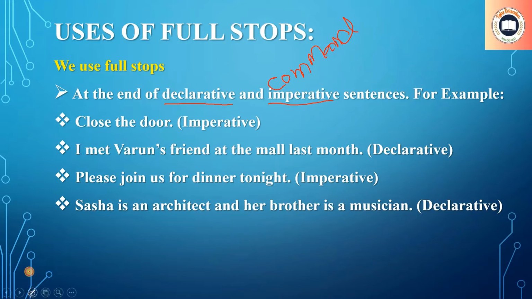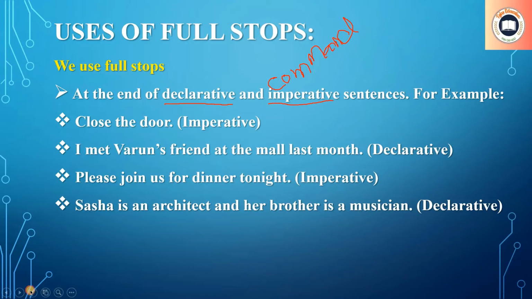Now let's see the examples. Close the door. So, close the door. This sentence clearly states an order to close the door. So, such sentences are imperative sentences, and therefore we place a full stop at the end of such sentences. We place the full stop at the end of imperative sentences, and since this is an imperative sentence, we are placing a full stop at the end of this sentence.